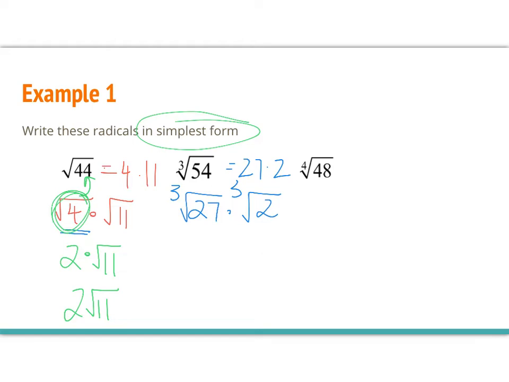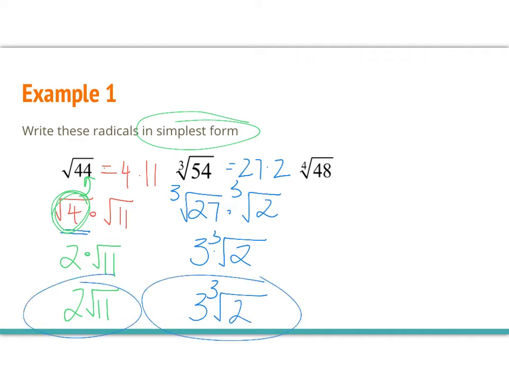So the cube root of 27 is 3. The cube root of 2 is not a nice number, so we leave it in its radical form. So 3 times the cube root of 2, or again, we just forget the little multiplier in between and write that. All right, last one, the fourth root of 48.